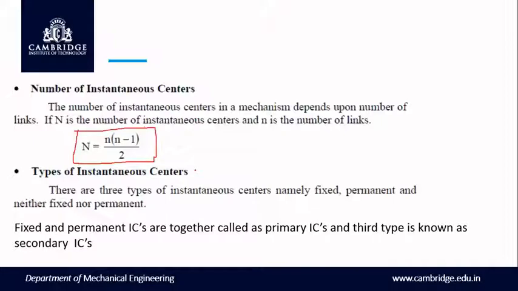If we discuss the types of instantaneous centers, broadly we have two types: primary instantaneous centers and secondary instantaneous centers. The primary instantaneous centers are those which are fixed and permanent. The secondary instantaneous centers are neither fixed nor permanent. So we can say totally three types of instantaneous centers are available: fixed instantaneous center, permanent instantaneous center, and neither fixed nor permanent instantaneous center.